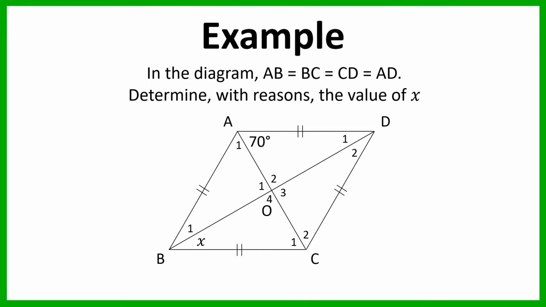In this example, you've been told that AB equals BC equals CD equals AD. You've also been told that this angle over here is 70 degrees, and you need to work out the value of x. Okay, so let's go and have a look at how we would solve this problem.